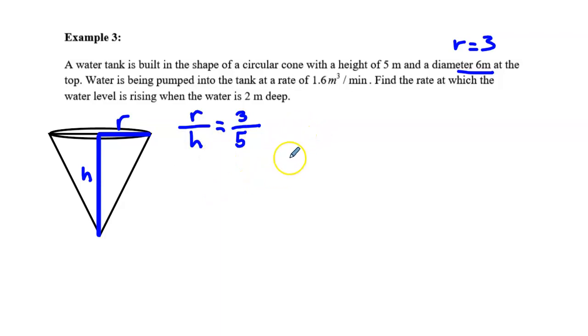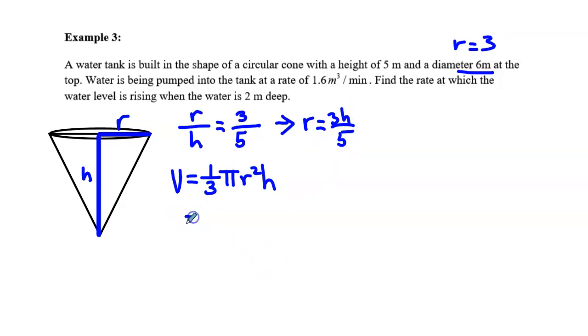Now what we're going to do is figure out the equation that relates the volume of a cone to the radius and the height. We did that in the previous example. Again, we want to minimize the number of variables being related to each other here. Nowhere in the question do we want to figure out the radius or the rate at which the radius is increasing, so I want to get rid of the r. To do that, I will isolate r. So r is going to be equal to 3h over 5.